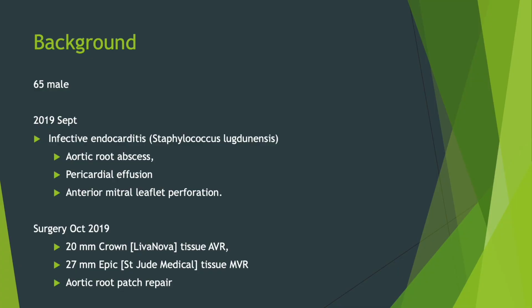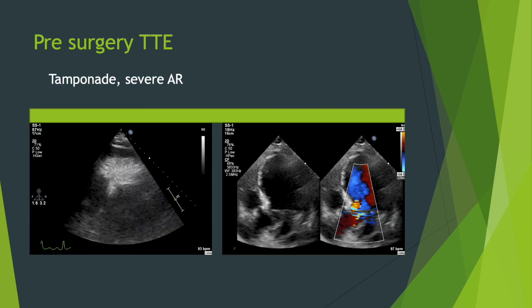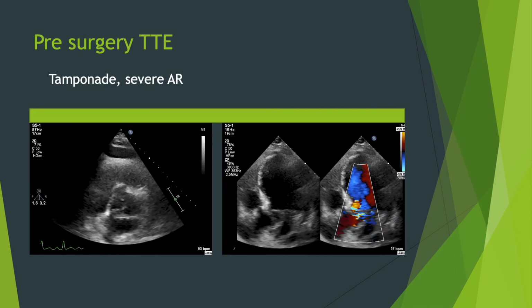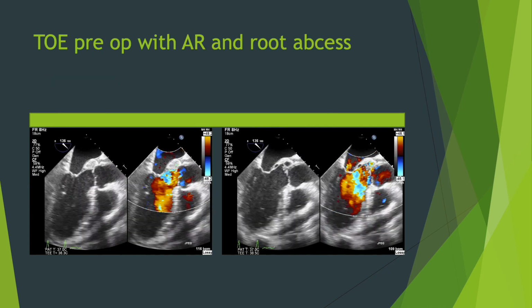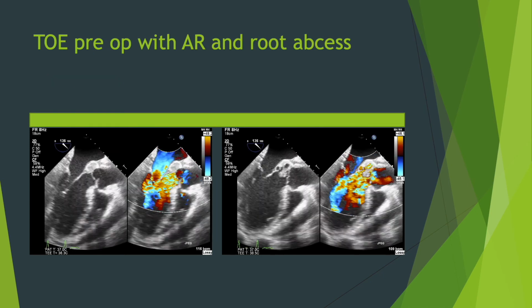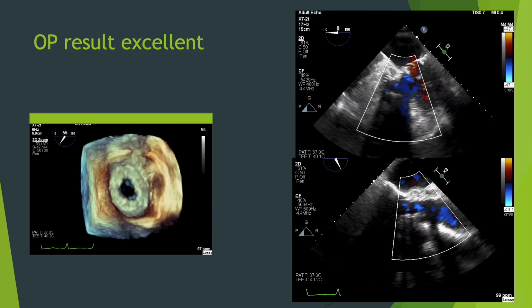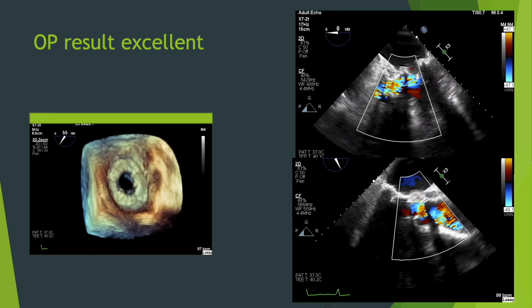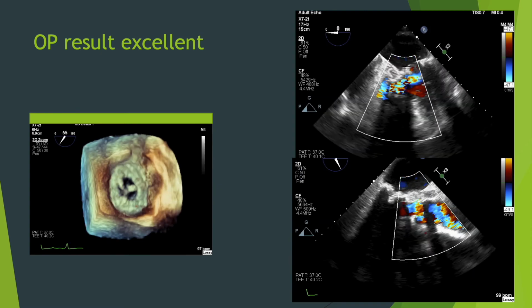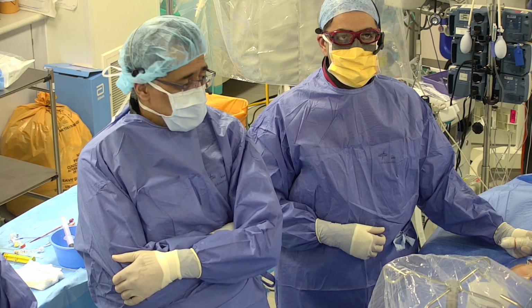You will have seen the history already, but in brief, a terrible case of infective endocarditis, both on the aortic and mitral valve with a root abscess, and a fantastic save by the surgeons who replaced the aortic valve, the mitral valve, and put a patch on the aorta. Initially, he did quite well. A few months later, he presented with flutter and was in heart failure.